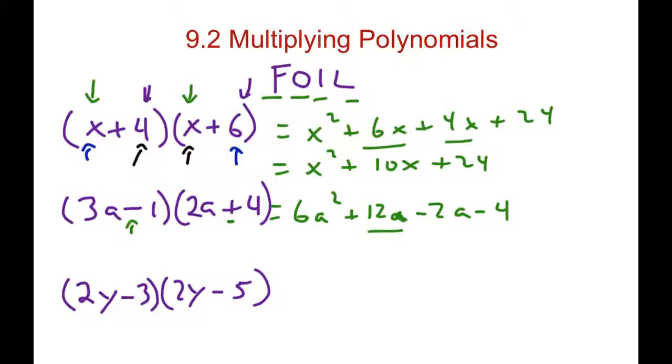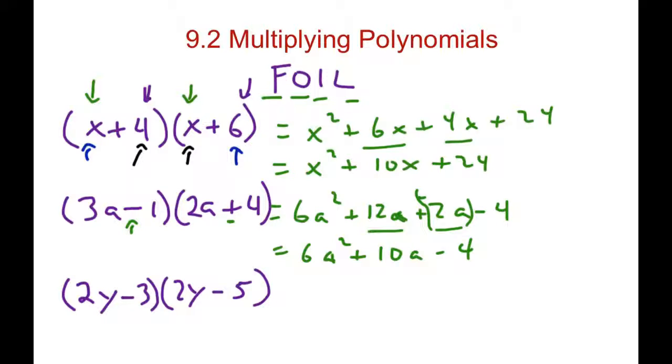Okay, got some like terms in the middle again. Minus 2a, I like to think of as plus a negative 2a. So I have 6a squared plus 12a plus negative 2a is 10a, minus 4.